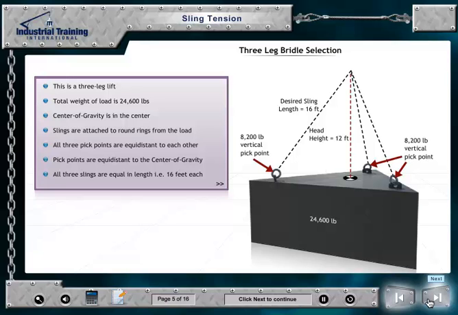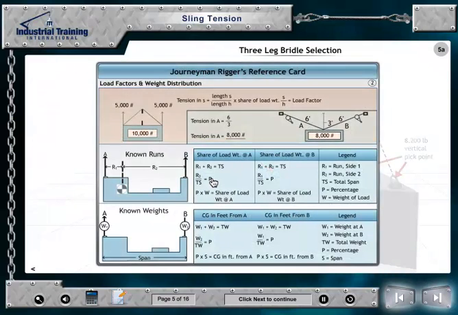Now, when using a single crane, we will rig all 3 slings to the crane's hook. To arrive at the tension per leg, we need the share of load at the lifting point, the length of the sling attached to it, and the height the crane hook is above the load. Let's take a look at the formula on the Journeyman Rigger's reference card, Panel 2, which helps us to calculate the tension on the slings.